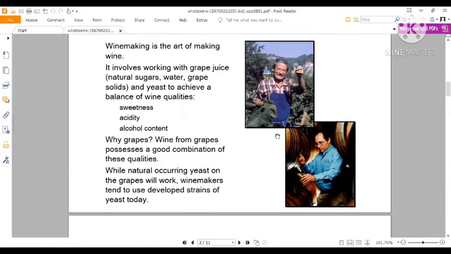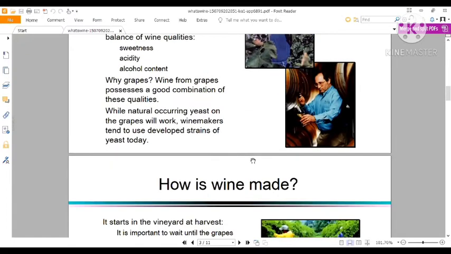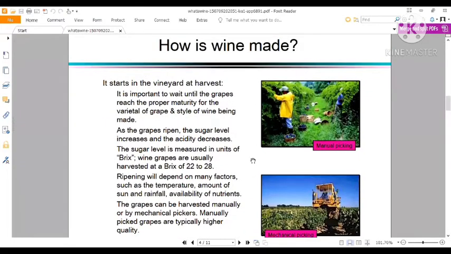Why are grapes important? Wine from grapes possesses a good combination of these qualities. While naturally occurring yeast on the grapes will work, winemakers today tend to use developed strains of yeast. The next step starts in the vineyard at harvest, where wine making begins. So the first step of making wine is harvesting the grapes.